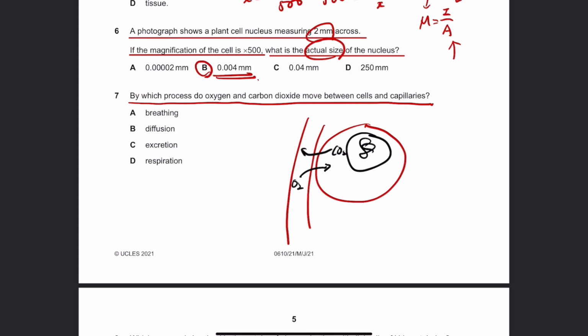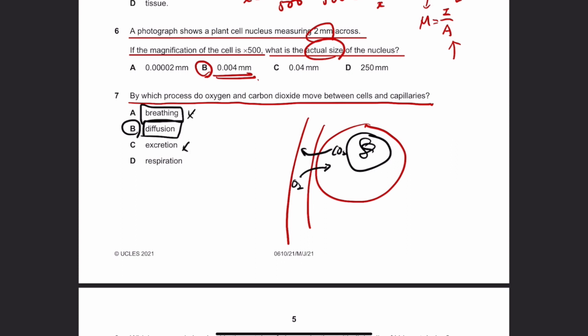So breathing is not done by the cell or cells. It's actually done by a human or animal. So we're talking about cells, so breathing is not correct. Diffusion is correct because the oxygen and carbon dioxide diffuse in and out of the cell. So that's the process that's occurring between the cells and capillaries.